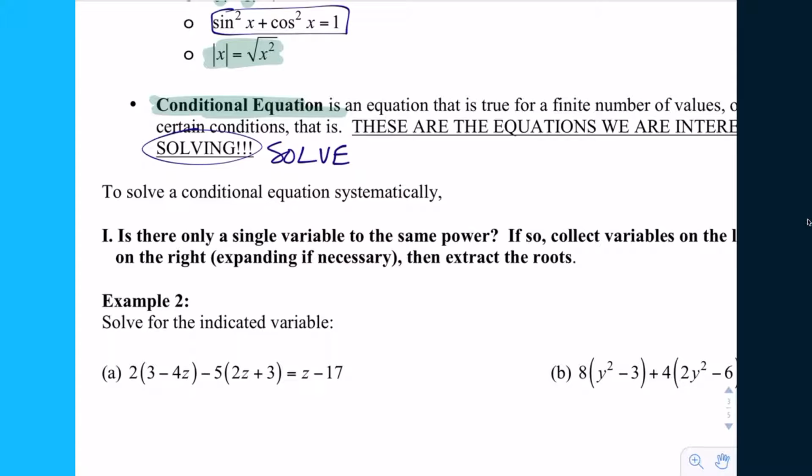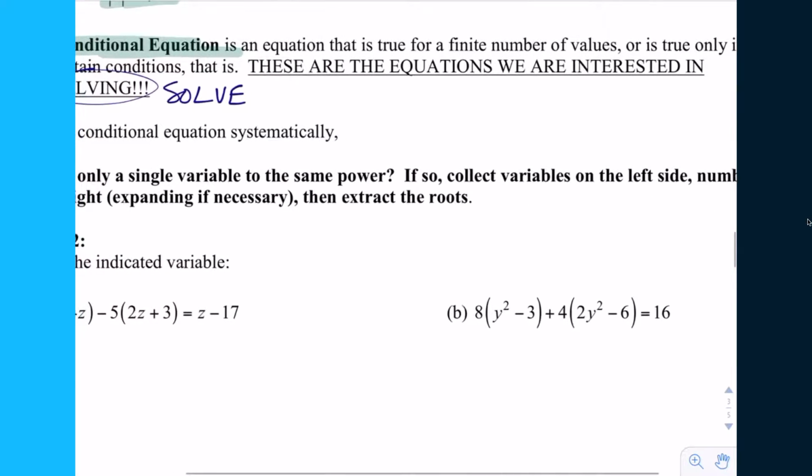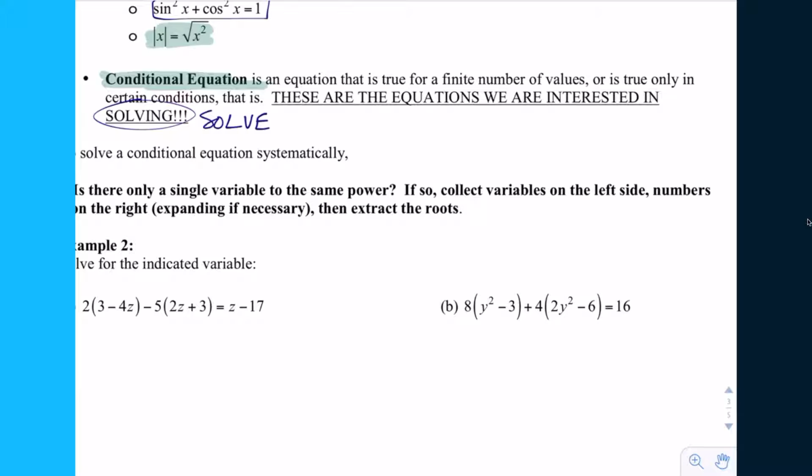To solve a conditional equation systematically, some of these are going to be so easy, you're going to be able to look at it and say, I know what the answer is. That's great. Well done. But the power of algebra is coming up with a systematic process or an algorithm for solving things. Okay? So if you only have a single variable to the same power, like in part 2a, you will just have a z, and in part 2b, you just have a y squared. What you want to do is get your variables on one side and your numbers on the other. Okay? Separate the variables if you only have one variable of a particular type.